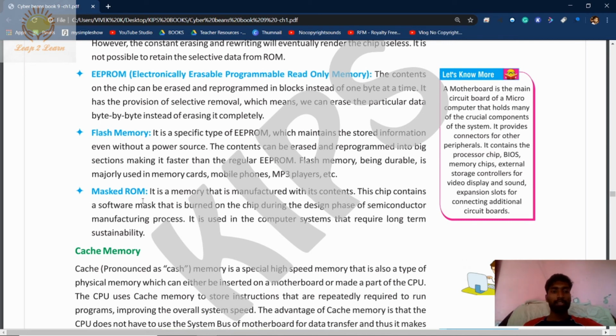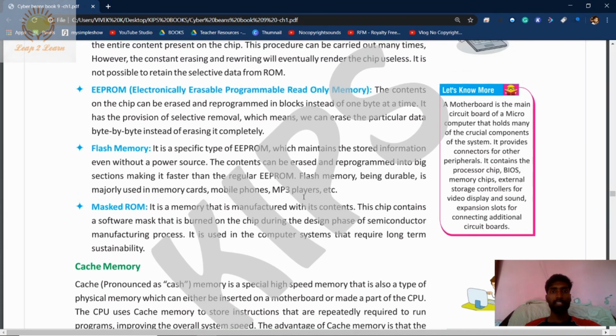Students, at last, masked ROM. It is a memory that is manufactured with its content. Means while manufacturing time only, they store the content. Example, whatever mobile devices or tablets we are seeing, they are not programmed separately. While manufacturing time only, they do the programming. After manufacturing, when all the parts are connected, the mobile or any gadget turns on automatically, because they did the programming during manufacturing. These are the types of ROM we saw today.